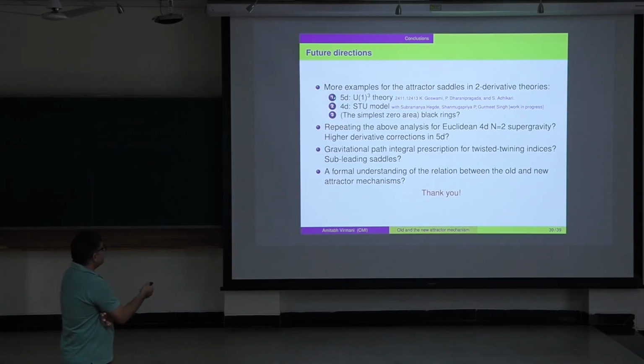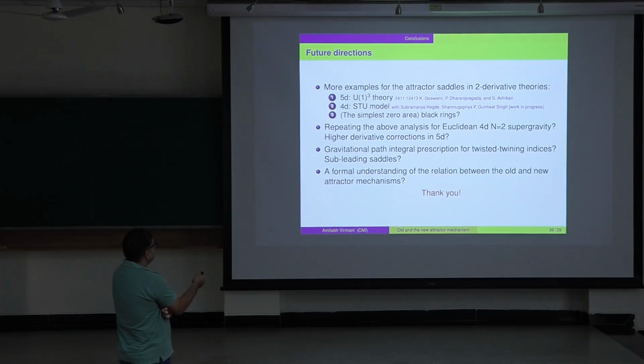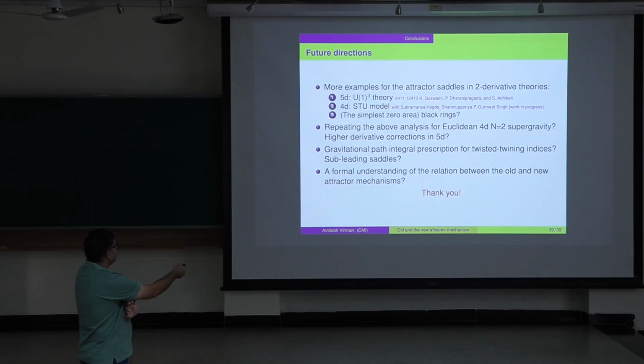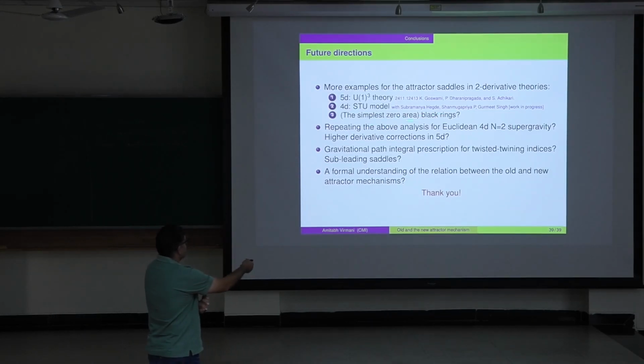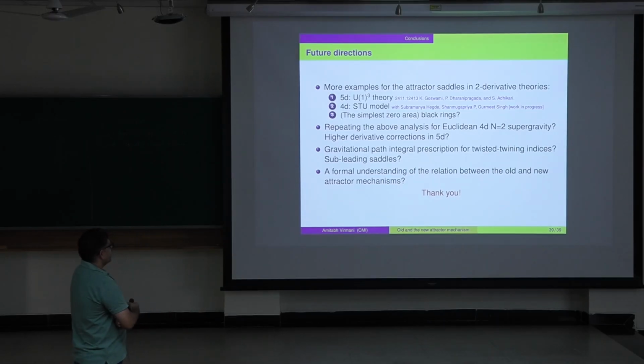So, more examples. One would like to construct more examples of these saddle solutions in two-derivative theory or possibly in higher derivative theories. In 4 dimensions, a number of people have written many examples, but in 5 dimensions, only recently people started exploring. So we gave some set of examples, and just last week there was a paper by Emparan and Samir Murthy where they gave more examples. In the STU model, we are working with these authors, and I am hopeful that one can construct saddle solutions for the simplest zero area black rings, but I do not know. I mean, this is something I've been thinking about for more than a year, but I do not know whether we can actually do this.